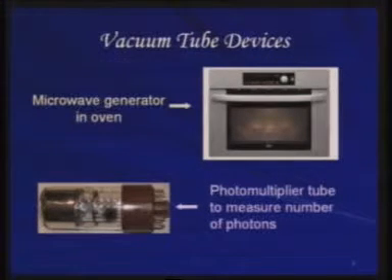Another example is here. This is a device called a photomultiplier tube. It is used in quite advanced scientific instruments to measure or count the number of photons. In many analytical instruments you will find this photomultiplier tube, and this again is a vacuum device which has not been replaced by any solid state device.